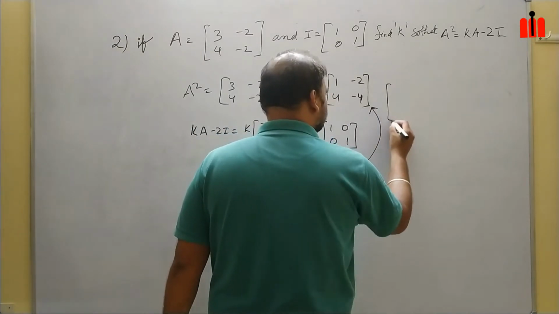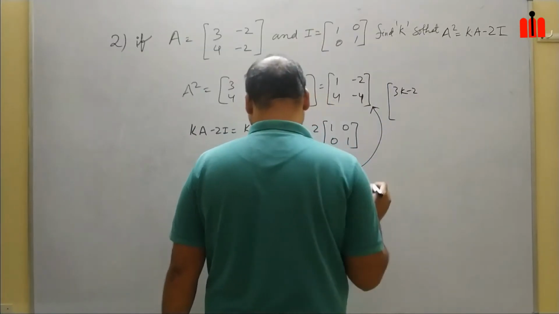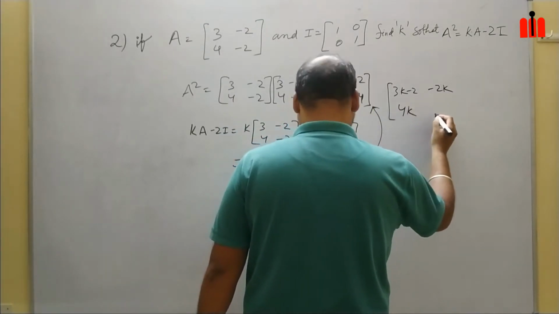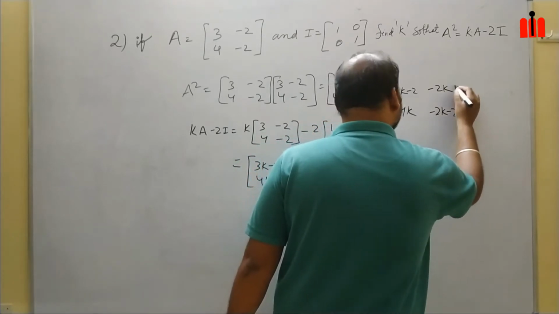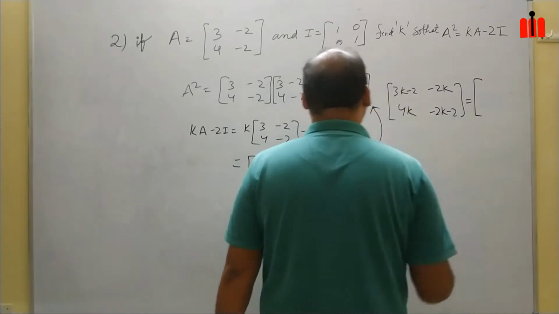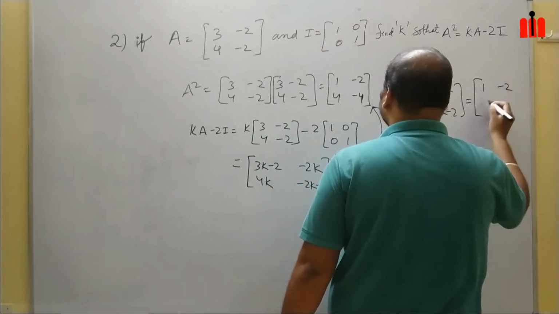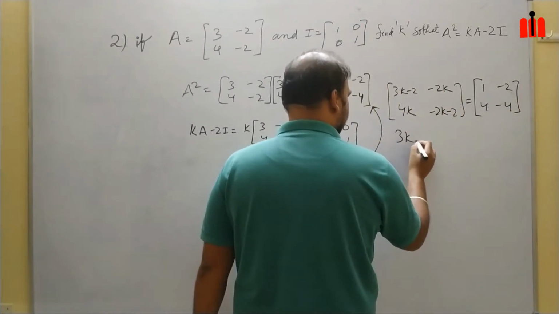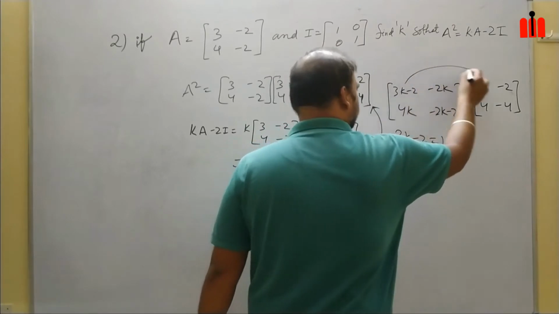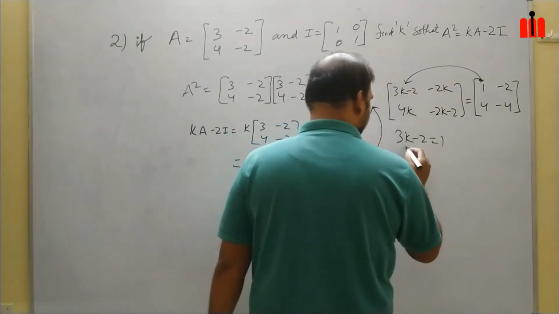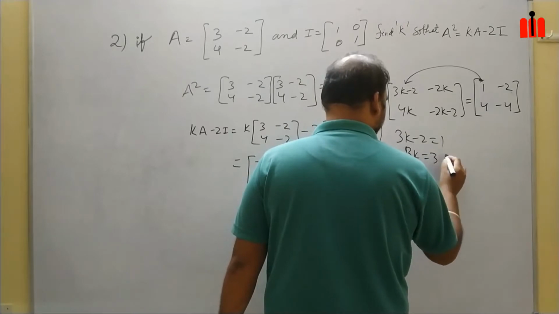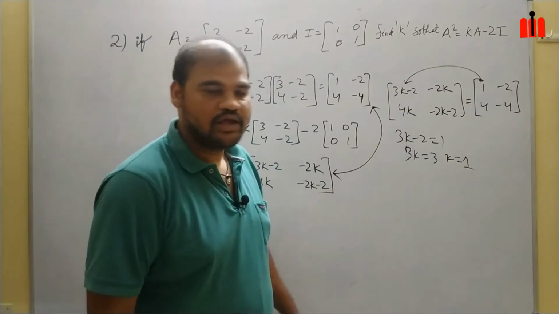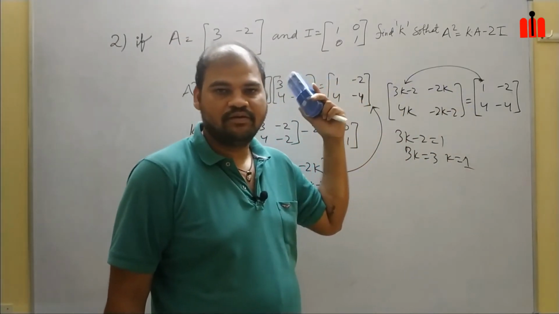So 3k minus 2, minus 2k, 4k, minus 2k minus 2 equal to 1, minus 2, 4, minus 4. So 3k minus 2 equal to 1 for the first element. Compare with first element. Then 3k equal to 3, k equal to 1. So what is the value of k? k equal to 1. Now substitute the value of k and see whether it works or not.